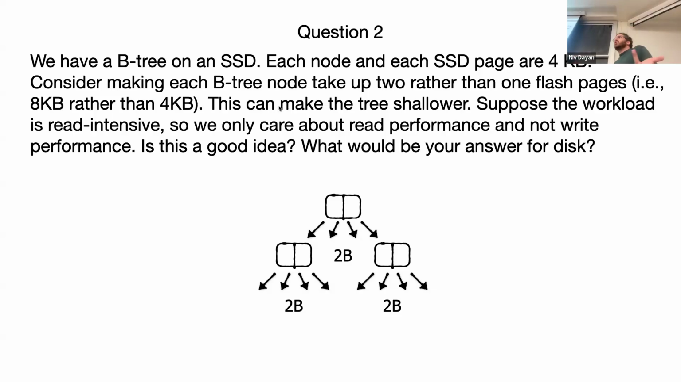The promise of this approach is that by making every B tree node wider, we're going to increase the fan out of the tree, and that's going to make the tree shallower. The question is if that's actually a good idea. Here are the assumptions. Suppose we only have reads in this workload, just to make things easier to reason about. We only care about read performance, not about write performance. So is it a good idea? And then how would your answer change if this is not an SSD, but a disk drive instead?